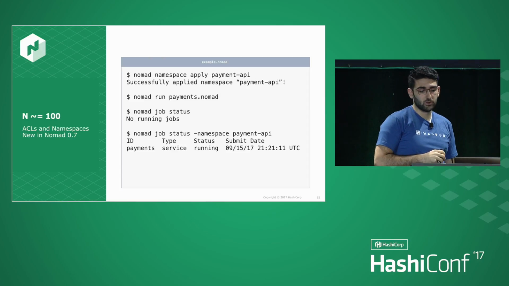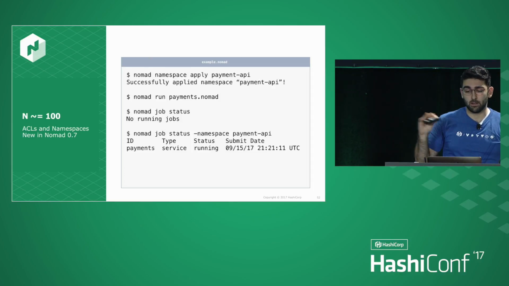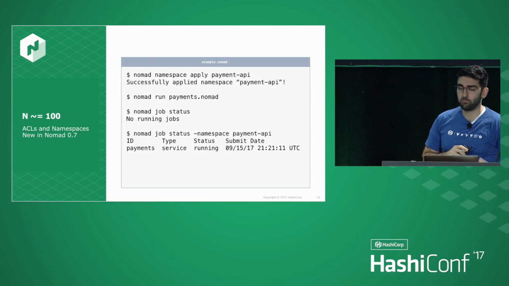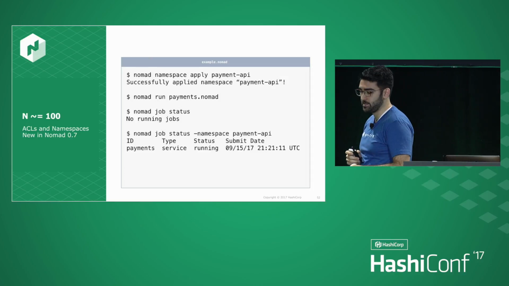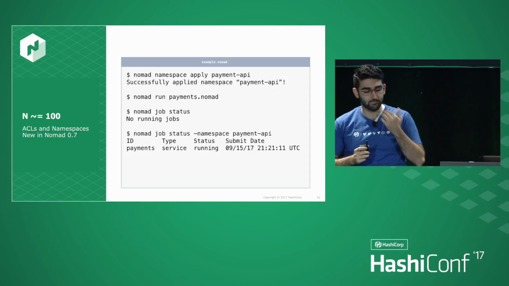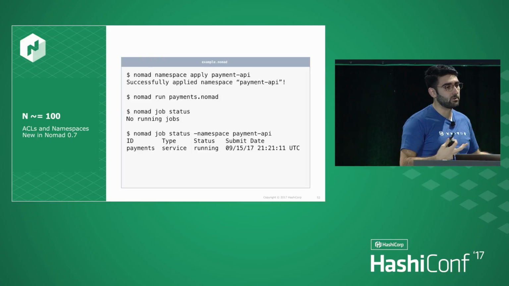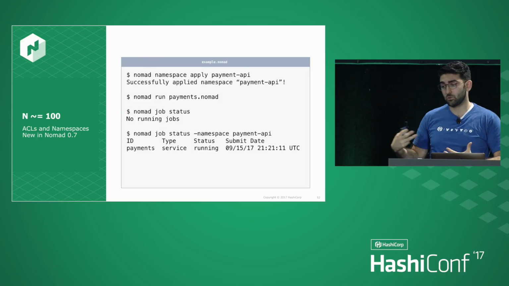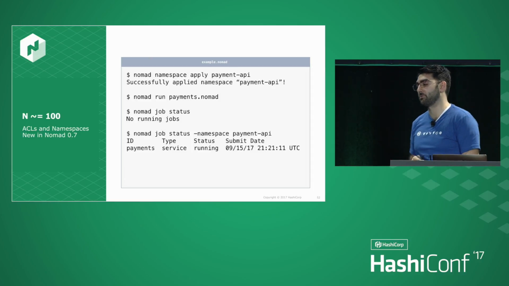So what you can do is create the payments API namespace. The first line there creates the payment API namespace. You can Nomad run that job. And then if you do Nomad job status, you'll see no jobs running. That's because by default, you're in the default namespace that everyone has access to. But if you switch to the payments API namespace, you can see that job is there, isolated from everyone else.